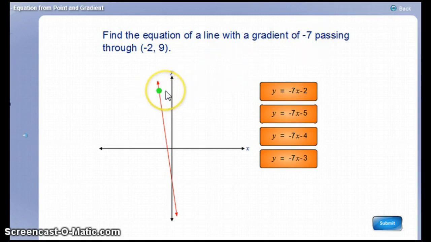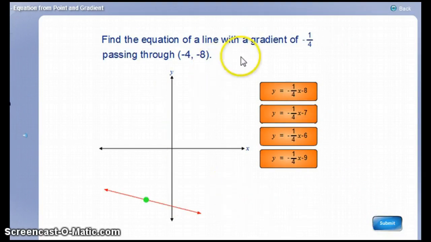For every one I go across, I go down 7. Now, I'm at -2 away this way, so I've got to go twice down. I'm starting at y equals 9, so I go across 1 and down 7. 9 minus 7 is 2, so I'm at 2. Last step, across 1 and down 7. Well, 2 minus 7 is -5. So the y-intercept is -5, which is that one there.